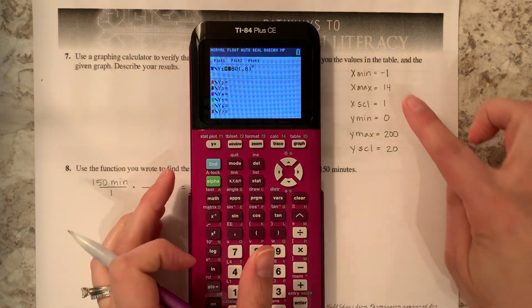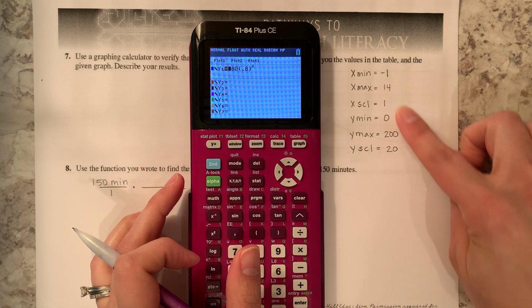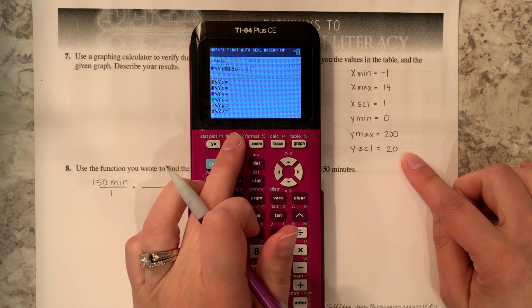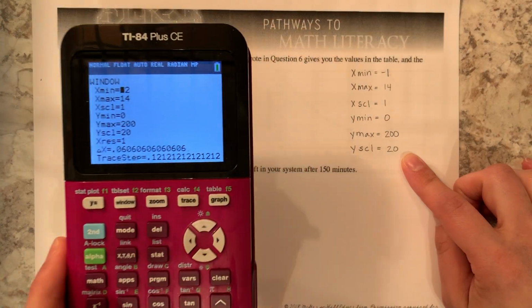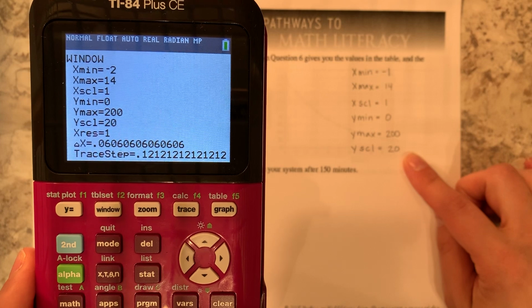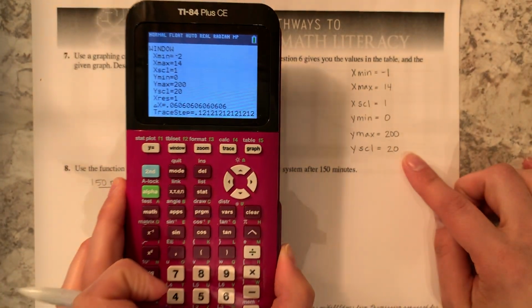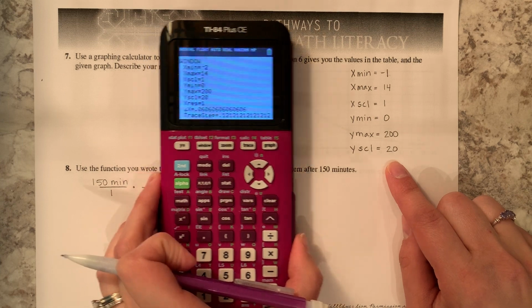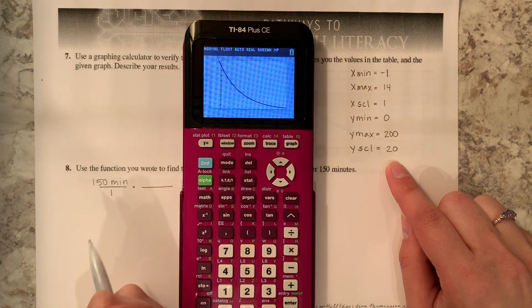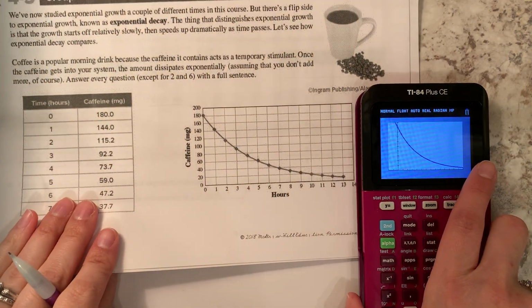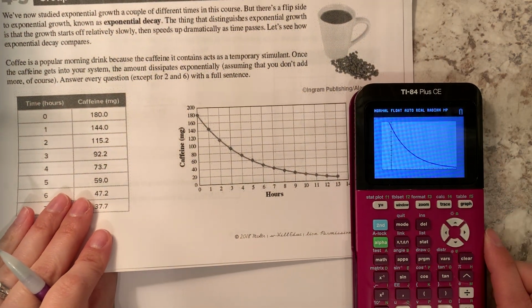I also took the liberty of determining a window ahead of time. So if you go to your window button, you can then enter these values in your X-min, your X-max, your scale, your Y-min, your Y-max, and then your scale. So pause the video if you want to adjust your window. And if you go ahead and press graph, we can see that this graph on my calculator does in fact match the graph that they gave me.